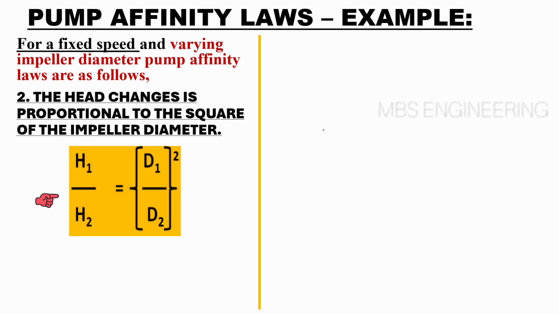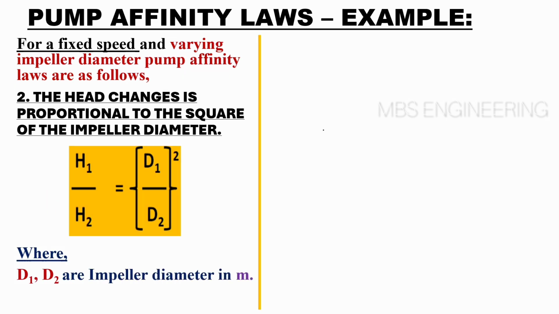The head, H1 divided by H2, is directly proportional to the square of the impeller diameter, D1 divided by D2. Where D1 and D2 are impeller diameters in meters. H1 and H2 are pump heads in meters at different diameters D1 and D2. We will go through some sample calculations for a better understanding.